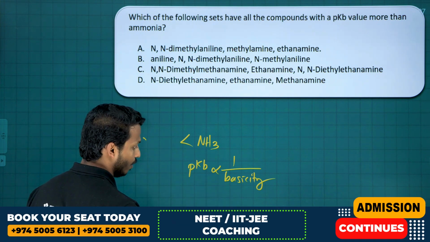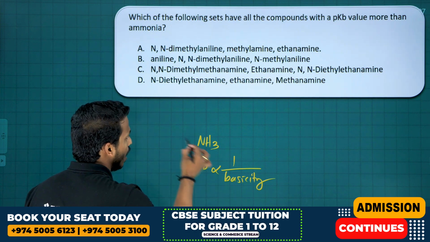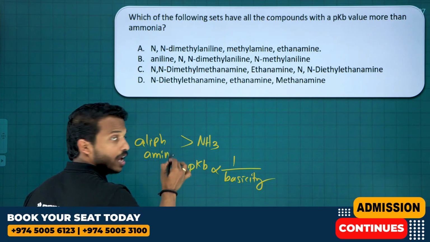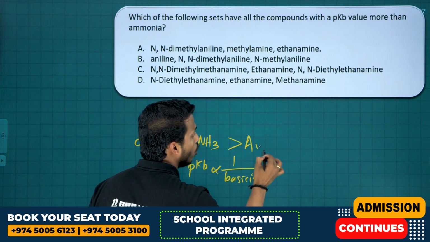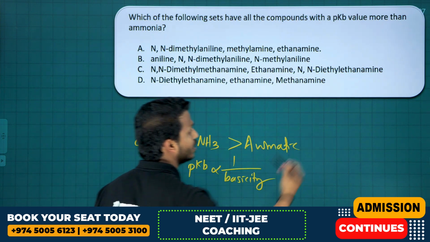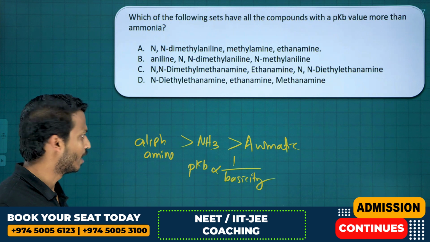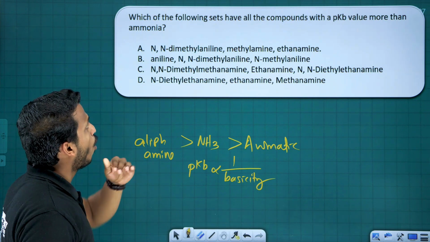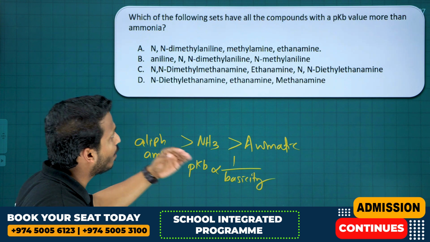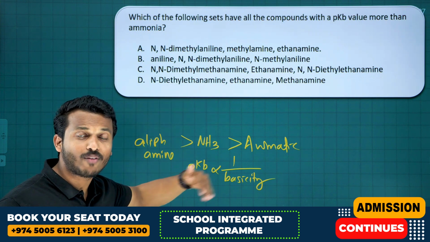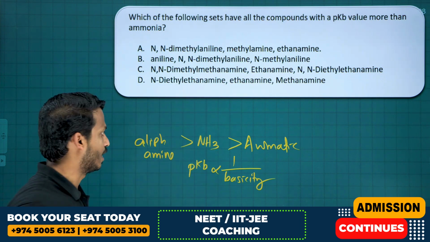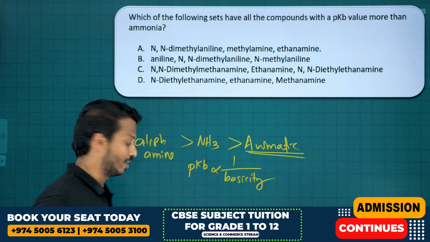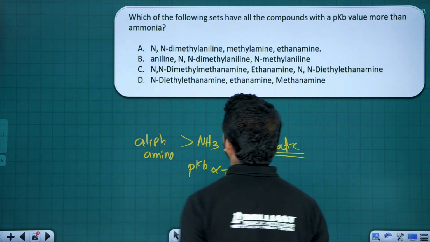Aliphatic amines are more basic than ammonia, and aromatic amines are less basic than ammonia. Correct? So the question: which of the following sets has all the compounds with a pKb value more than ammonia? A higher pKb value means least basic. Less basic than ammonia means they should be aromatic. Which all are aromatic?